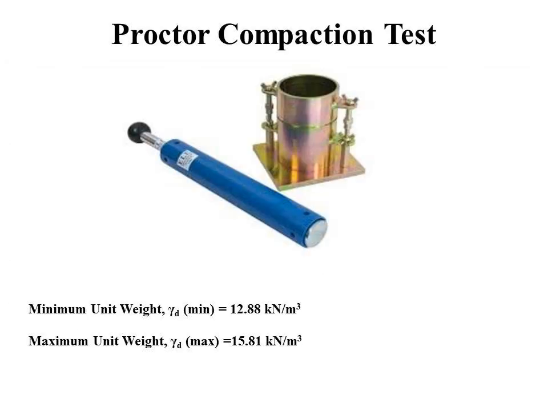The Proctor compaction test gave me the maximum and minimum unit weight of the soil sample. I found the minimum unit weight is 12.88 kilonewton per meter cube, and the maximum unit weight is 15.81 kilonewton per meter cube. To find the minimum unit weight, the soil sample was loosely compacted, and for the maximum unit weight, I used the trial and error method.